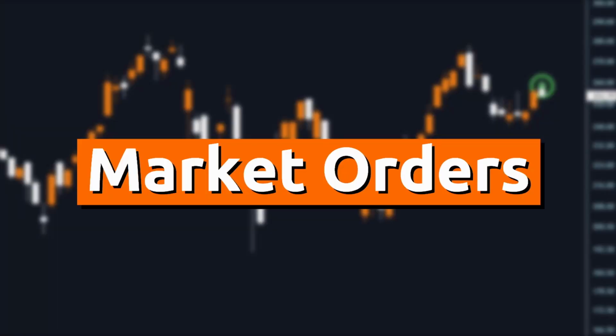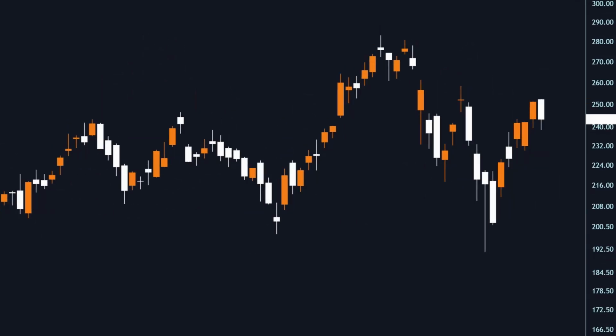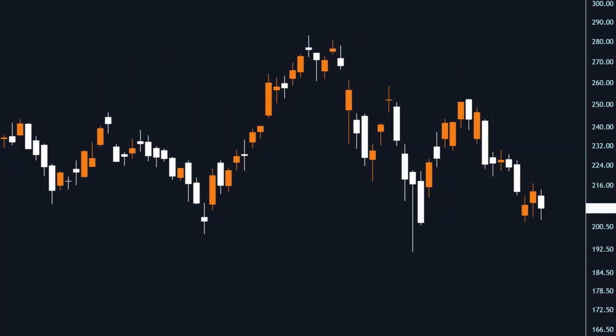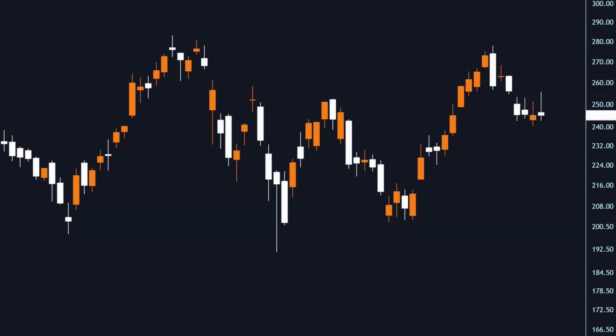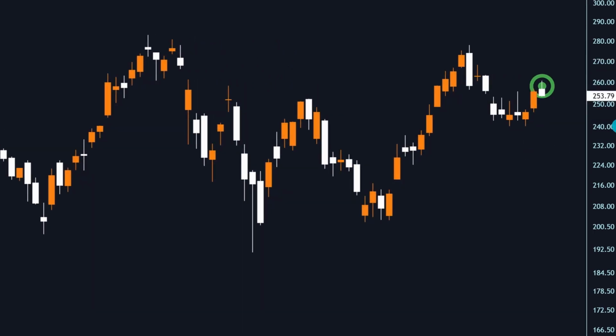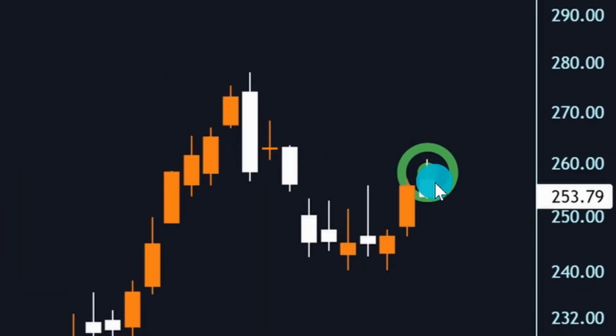All right, the first one we're going to go over is a market order. So a market order is pretty self-explanatory here. We see the stock going up and down. You want to place an order at its current market price. It is just going to fill for whatever the current asking price is. So you can see we just got filled in this example right here. You see this green target represents where we got filled for.